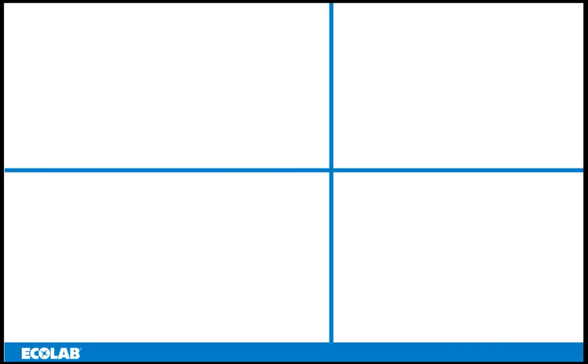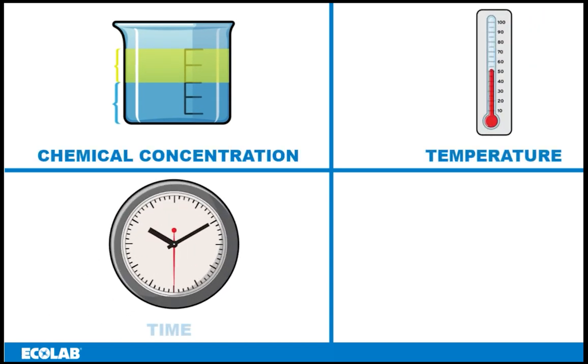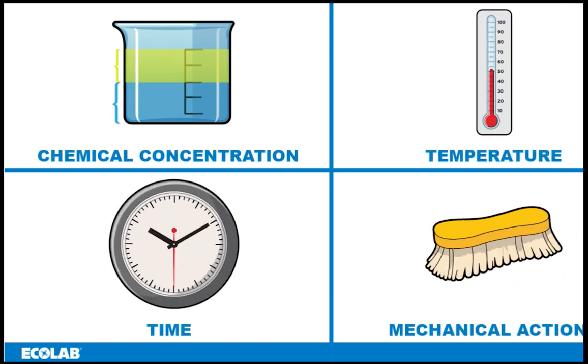There are 4 basic factors that impact cleaning effectiveness. These are chemical concentration, temperature, time, and mechanical action. These 4 factors can be increased or decreased depending on the cleaning requirements.